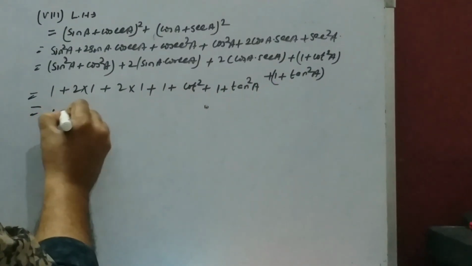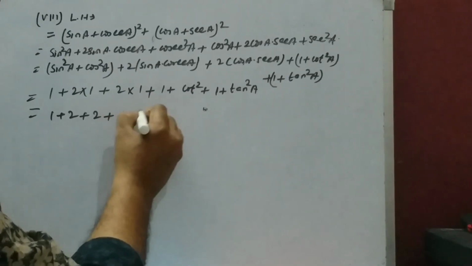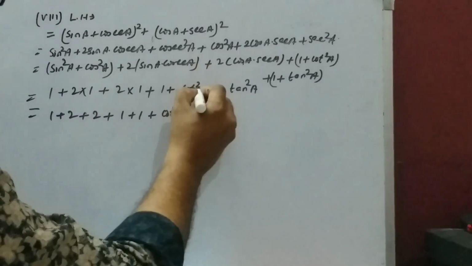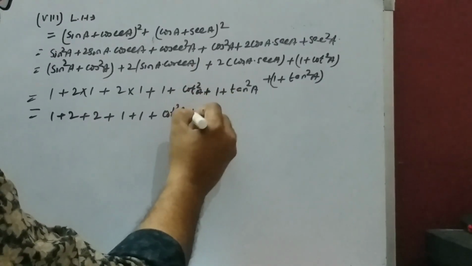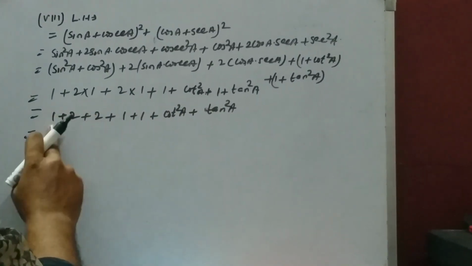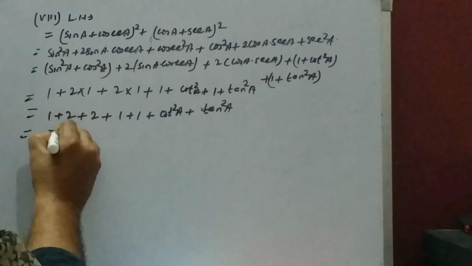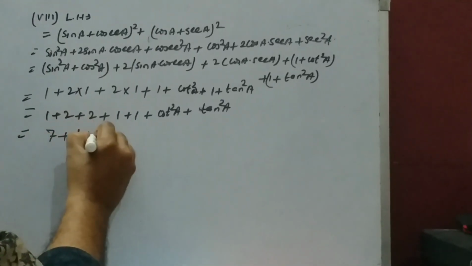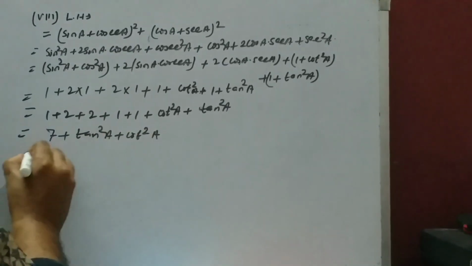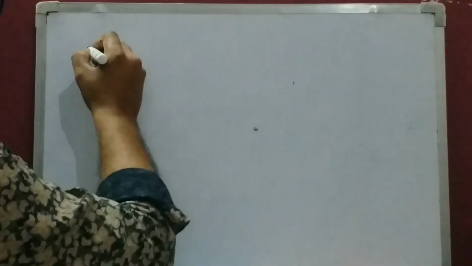This is 1 plus 2 plus 2 plus this is 1 plus 1, and this is cot square A, and this is tan square A. And now when you will add together, you will get 7 plus tan square A plus cot square A, and this is the RHS. Hence proved.